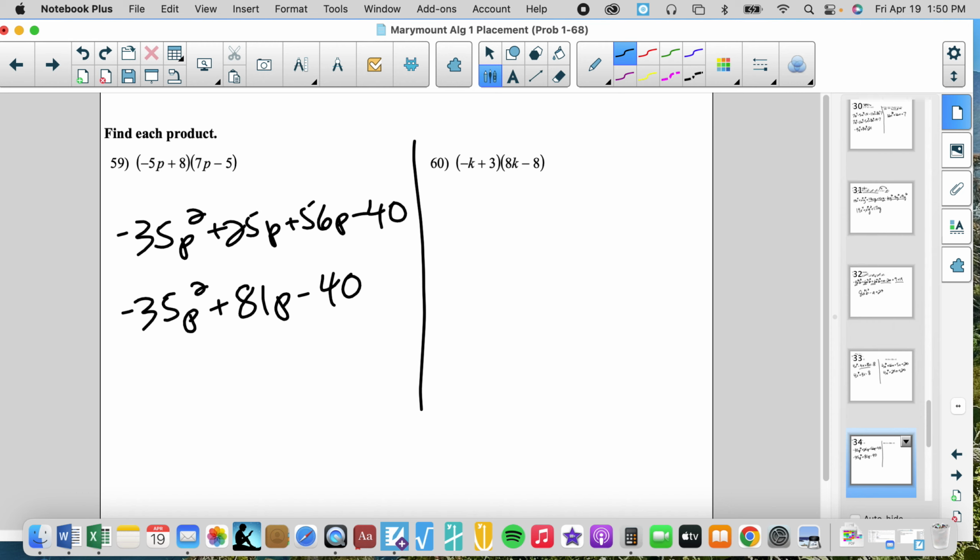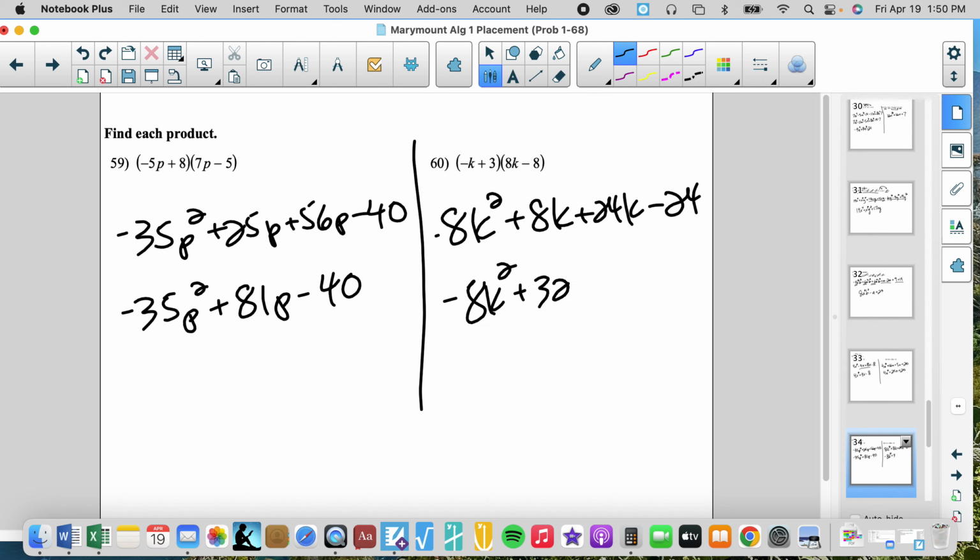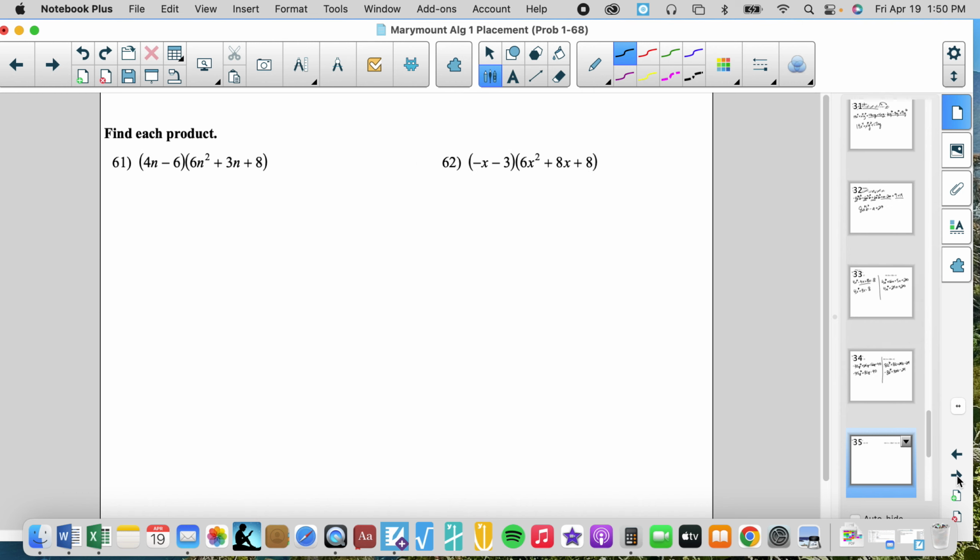Yep, that's good. Negative 8k squared plus 8k plus 24k minus 24. Negative 8k squared plus 32k minus 24, for 60. Yep, good. All right, now we just distribute three times.